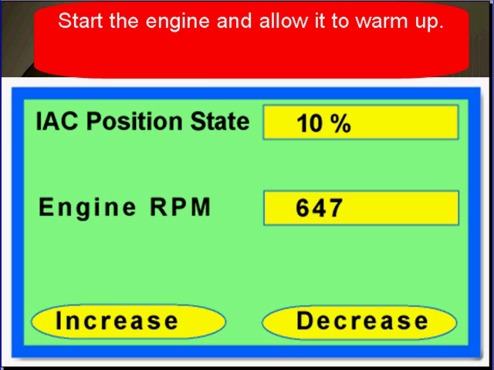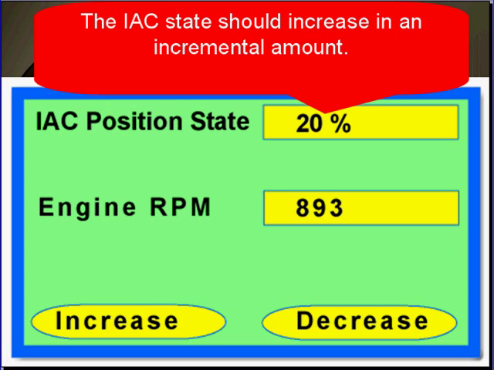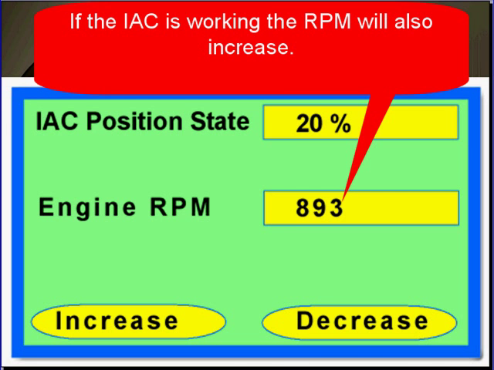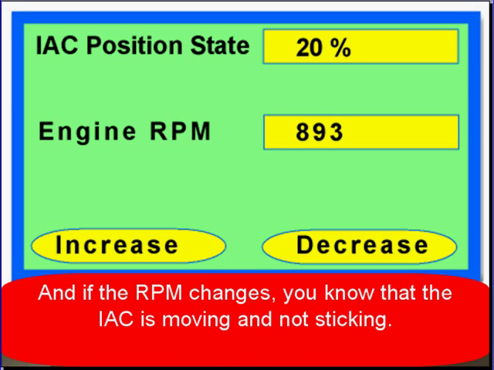Start the engine and allow it to fully warm up. Press the button to increase the IAC state. The IAC state should then increase in incremental amounts. If the IAC is working, the RPM will also increase. When the IAC state increases, you know that the PCM can recognize when to change the IAC position. And if the RPM changes, you know that the IAC is moving and not sticking.